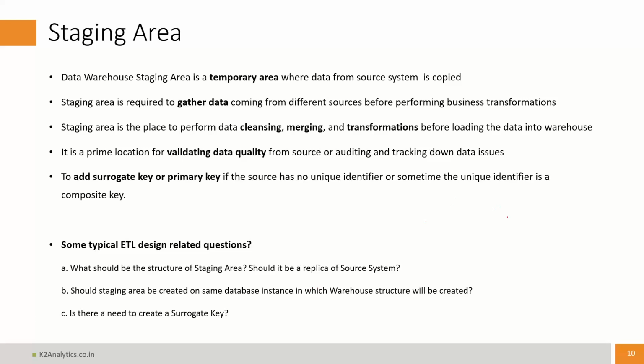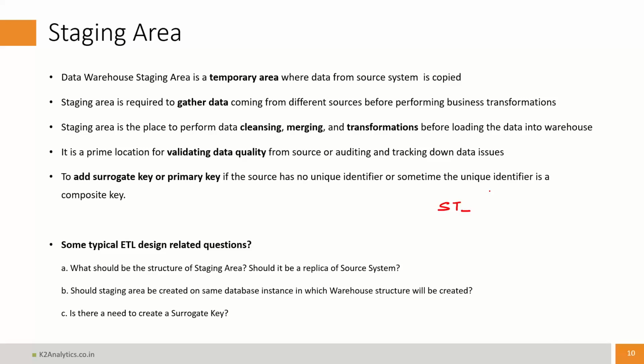Typically, when I have worked in a warehouse, I have preferred to have the staging in the same instance of the database, and I try to differentiate between the staging tables and the warehouse tables by simply prefixing st underscore to all the tables which are staging tables. The benefit of having the staging tables in the same instance is you can do querying easily. That helps the querying purpose.